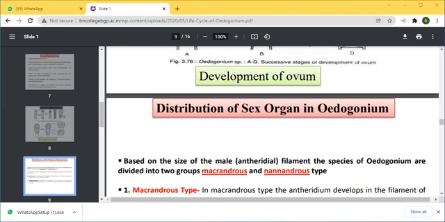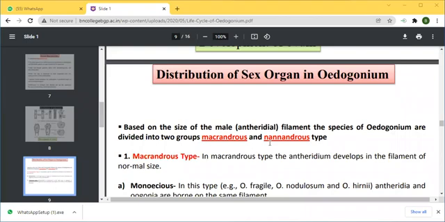What is that? First, the species name, how are these two based? Can anyone tell me on what basis they are divided into two? Girls, anyone to respond. On what basis are they divided into these two? Size of the male filaments. Size of the male filament. What is the species name?